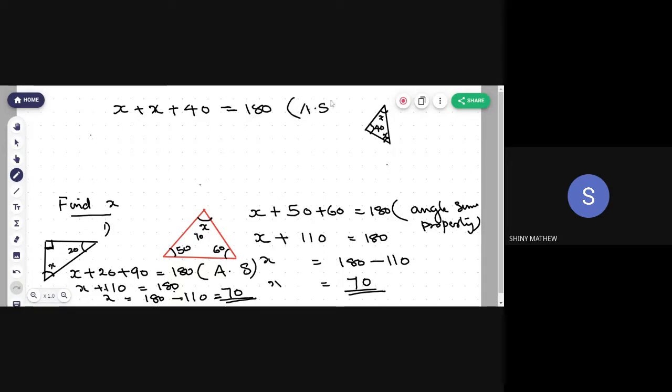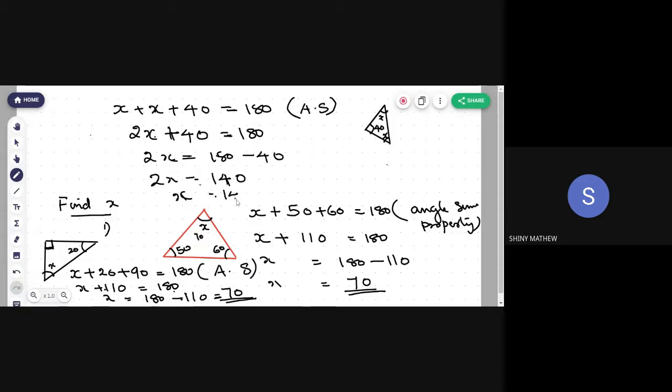There also we use the angle sum property. And x plus x is 2x. So 2x plus 40 is equal to 180. All of you know how to solve and find the equation. So we apply what we learned in that chapter. 2x is 180 minus 40, that is 140. So 2x is 140, and x is 140 divided by 2. 140 divided by 2 is 70.